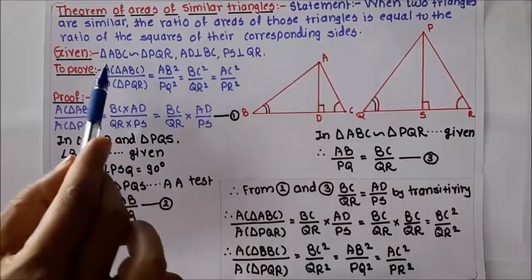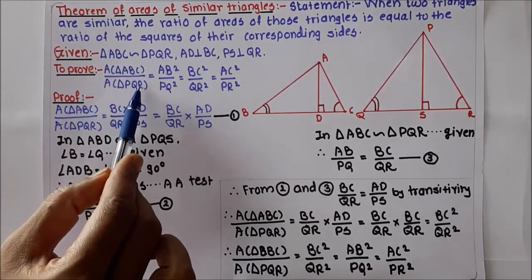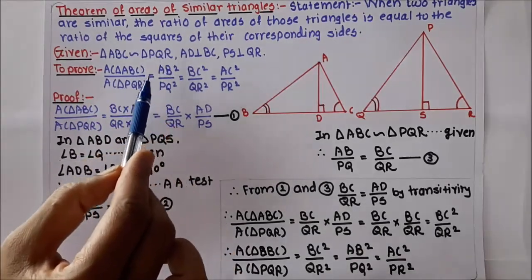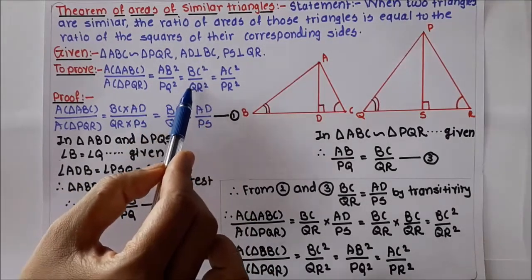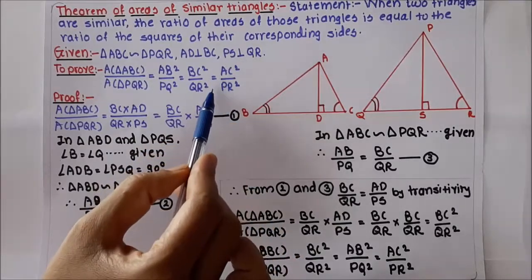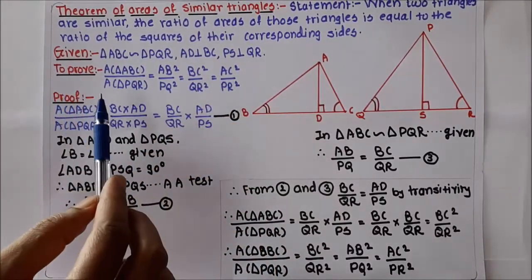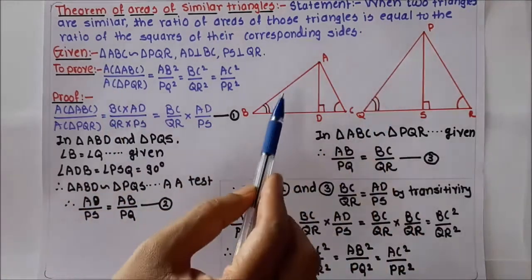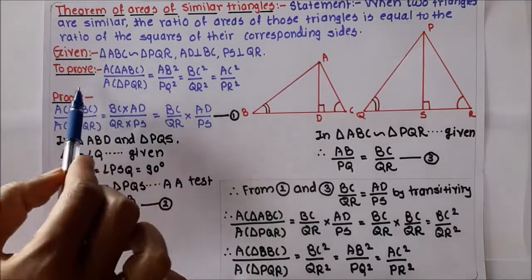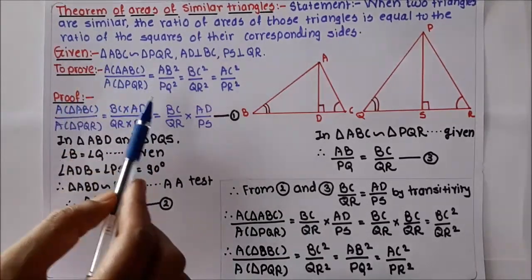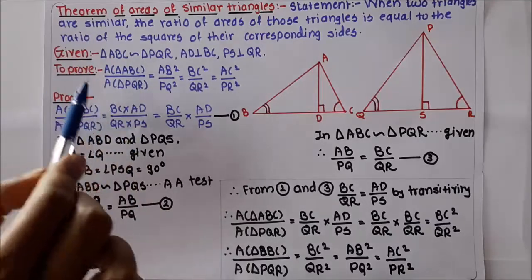Now we have to prove that area of triangle ABC upon area of triangle PQR is equal to AB square upon PQ square is equal to BC square upon QR square is equal to AC square upon PR square. For this proof, at first we have to take the ratio of these two similar triangles' areas. You know that the area of a triangle is equal to 1/2 base into height, 1/2 gets cancelled, and base into height is actually the formula.